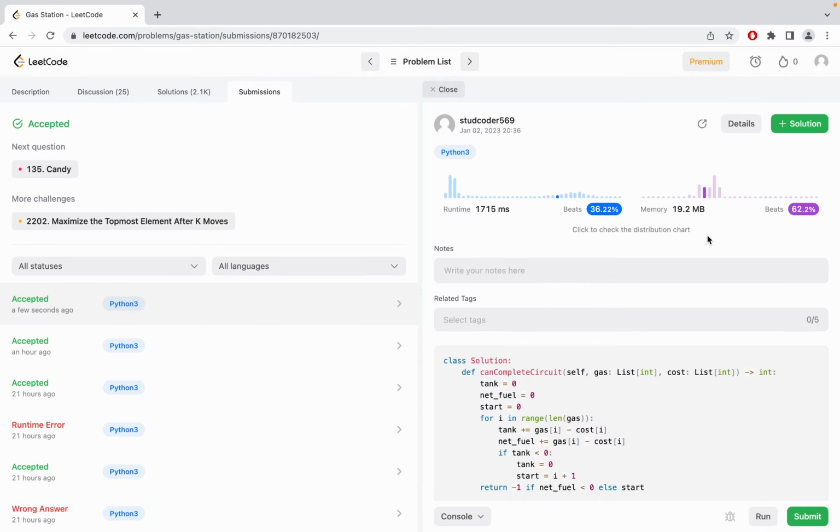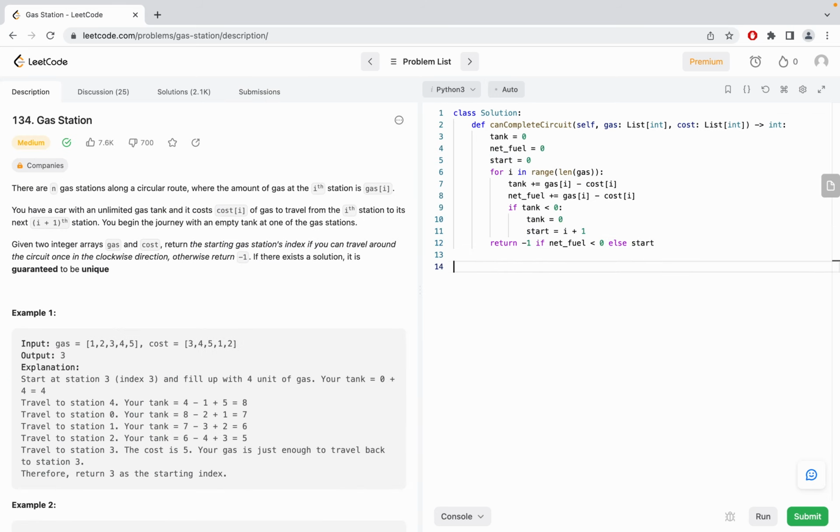Okay, so that's accepted. And just to be very clear here, we have linear time, right? And we also have constant space. We are not using any extra space here. We're just using what we're given.